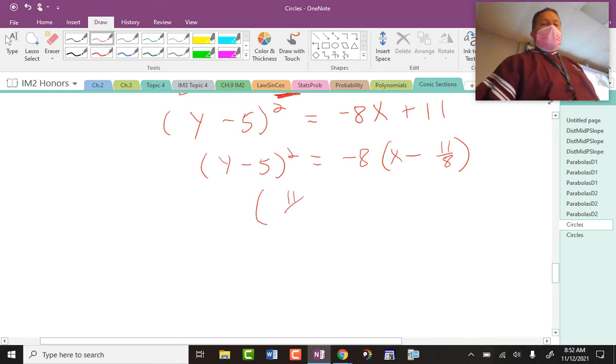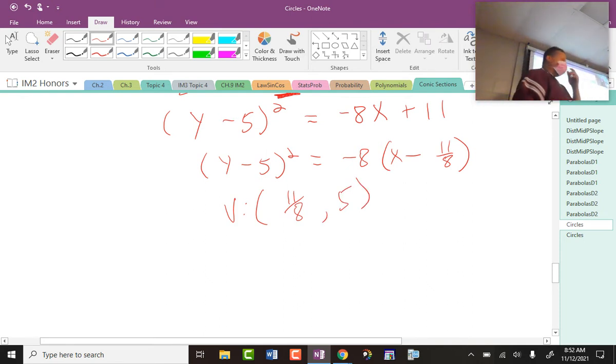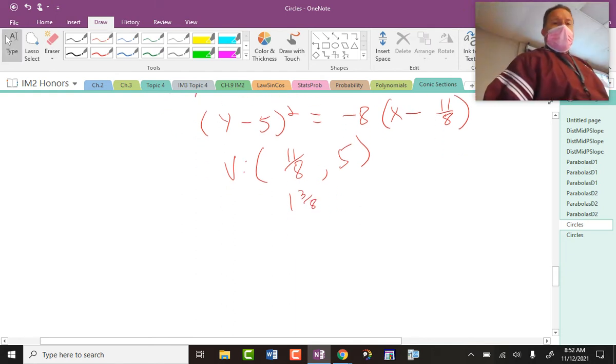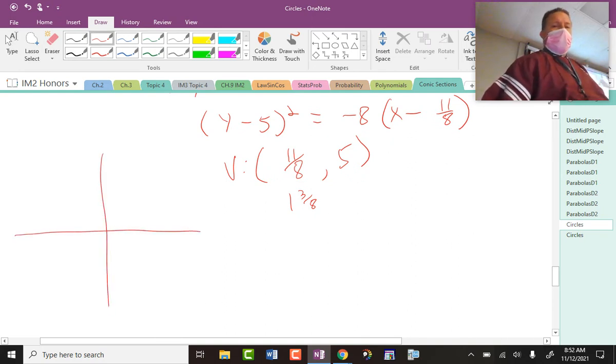Okay, so this is a vertex. I almost said center. Remember, it's x comma y, so don't mess that up. And by the way, 11/8 is 1 3/8, so it ain't no thing. I just want to know kind of where it is in the coordinate plane. So I'll go over here and then put my information to the right.